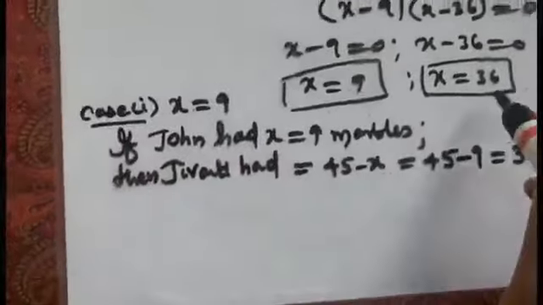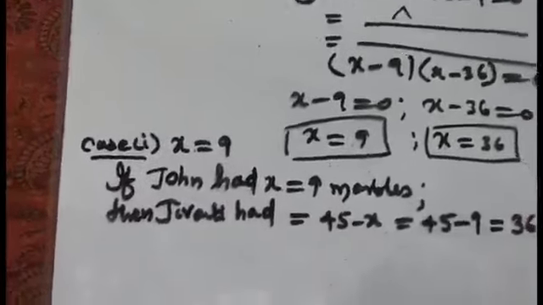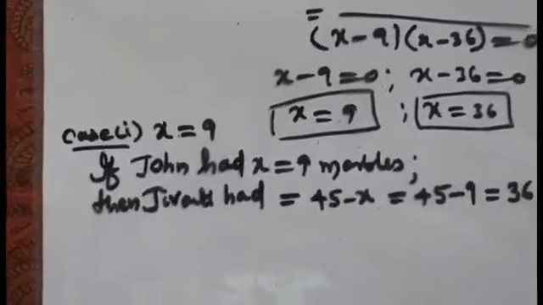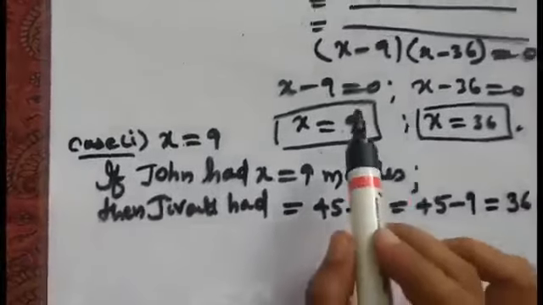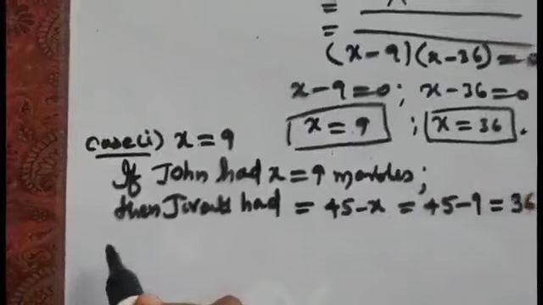Okay. Now we have to talk about the other value also. Imagine if the other value of the number of marbles is a negative number. Simply you have to say the number of things cannot be negative, so this value is rejected. You just have to focus on this. Now both the values are positive, so we have to talk about both the things.